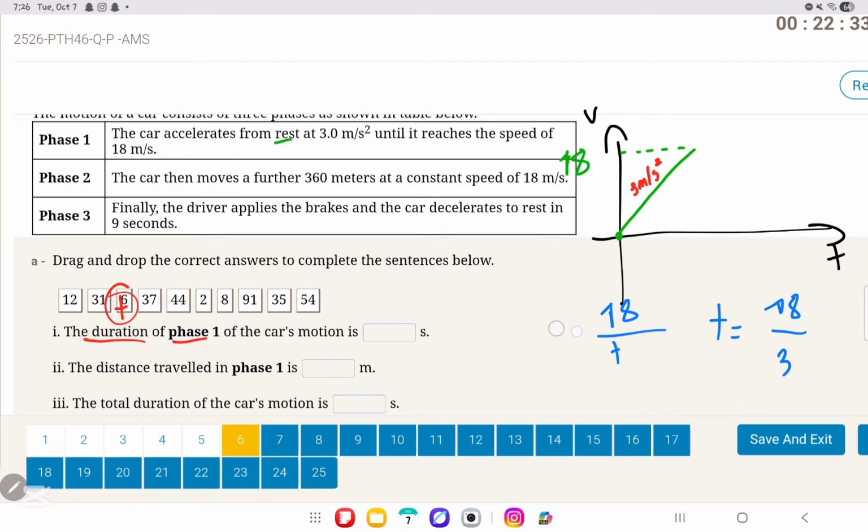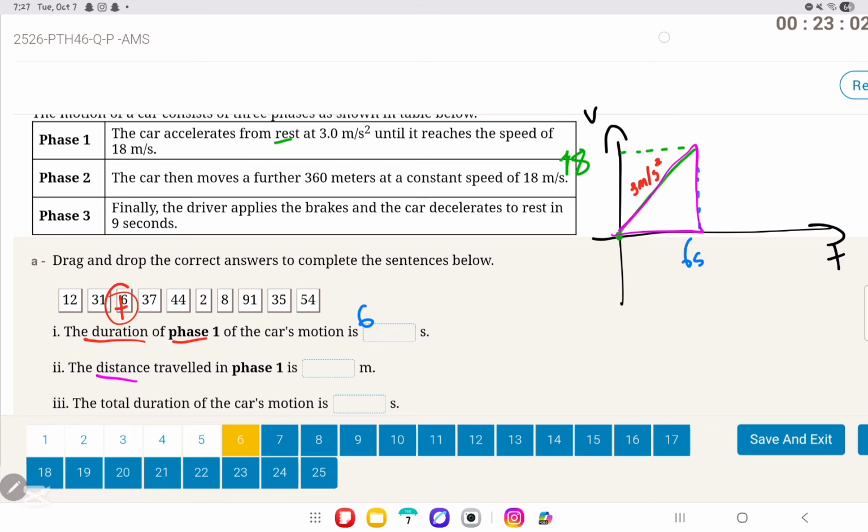I'm going to prefer to keep the graph. Oh my goodness, I erased that by accident. I'd prefer to keep the graph because it looks better and it will help us as well. So the time here is how much? It's 6 seconds. That means the duration of phase 1 is how much? It's 6 seconds. Now, the distance traveled in phase 1: whenever they say distance or displacement, we need to find the area of whatever we have graphed. So this is now what? It's a triangle, right? So this is our triangle in pink.